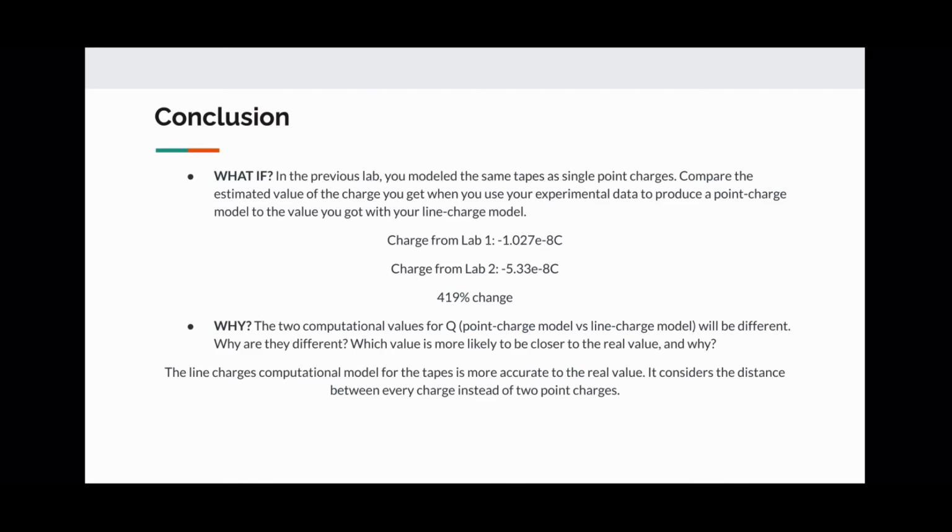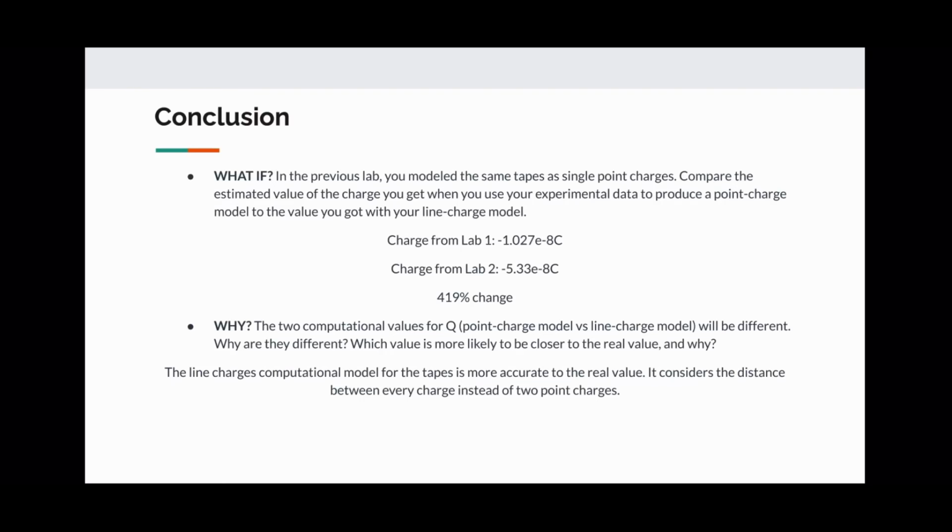This charge resulted in a 419% change when you use the equation of the new charge subtracted from the old charge, divided by the old charge, multiplied by 100 to get this percentage.